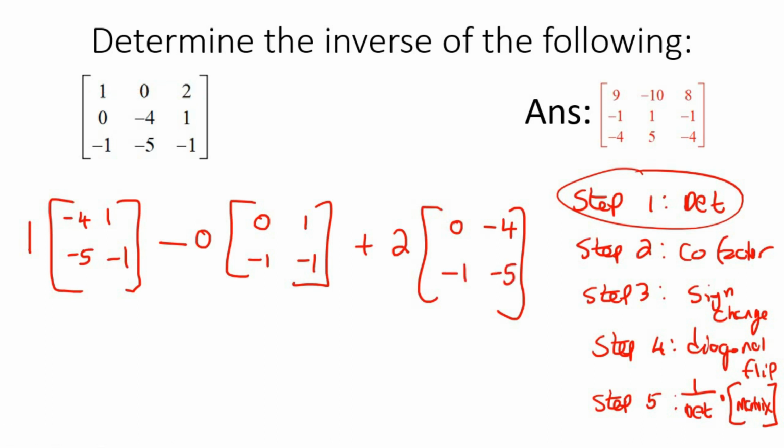Okay, so now we need to get the determinant of each of these. So that's going to be -4 times -1, which is 4. Take away 1 times -5, which is -5. This I'm just going to say -0, because 0 times anything is just 0.